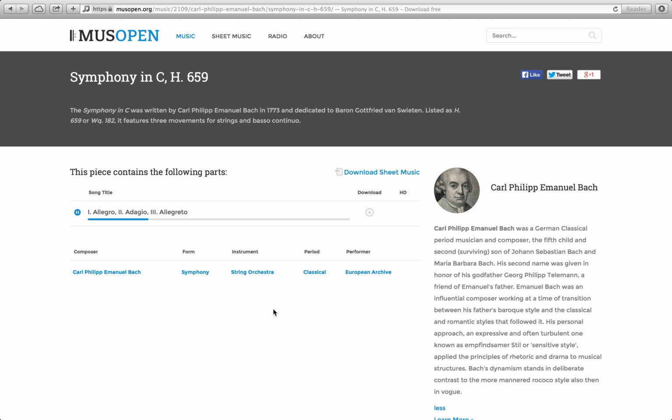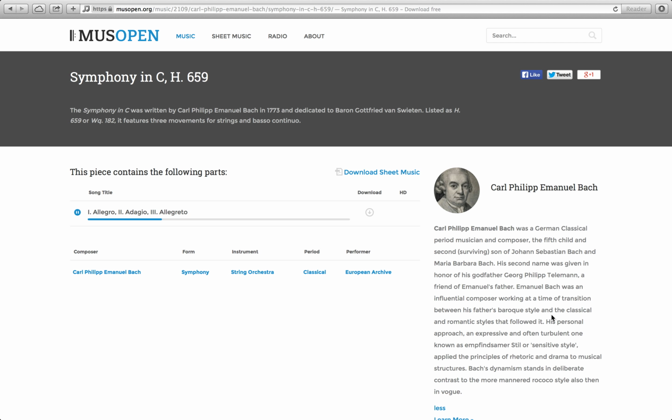Carl Philipp Emanuel Bach was a German classical period musician and composer, the fifth child and second surviving son of Johann Sebastian Bach and Maria Barbara Bach. His second name was given in honor of his godfather, George Philipp Telemann, a friend of Emanuel's father. Telemann and Bach were friends? I actually never knew that. That's pretty sweet.